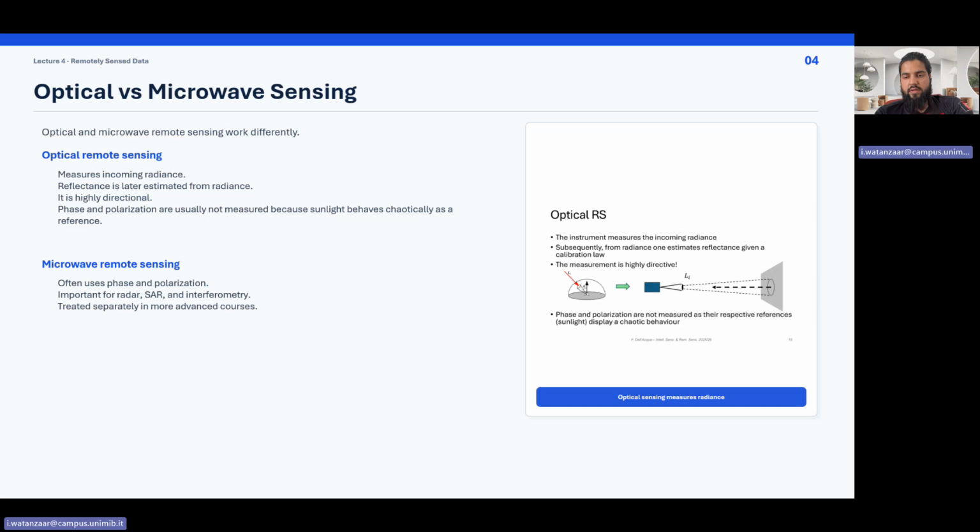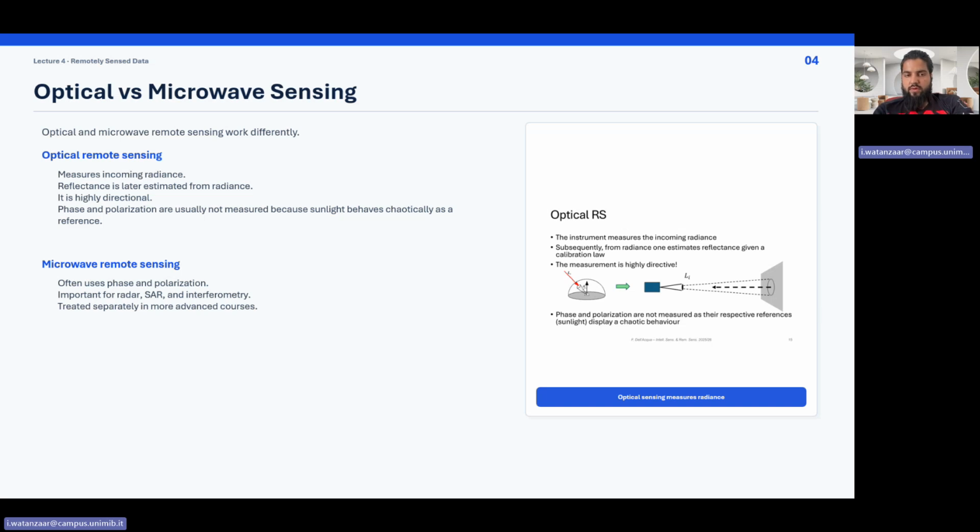It is highly directional. We have seen that one of the radiometric terms, introduced in the first lecture, is called radiance. Radiance is direction aware, so that's why we are capturing radiance, not the polarization, not the phase. Phase and polarization are usually not measured because sunlight behaves chaotically as a reference. This is the reason why we are not capturing polarization and phase.